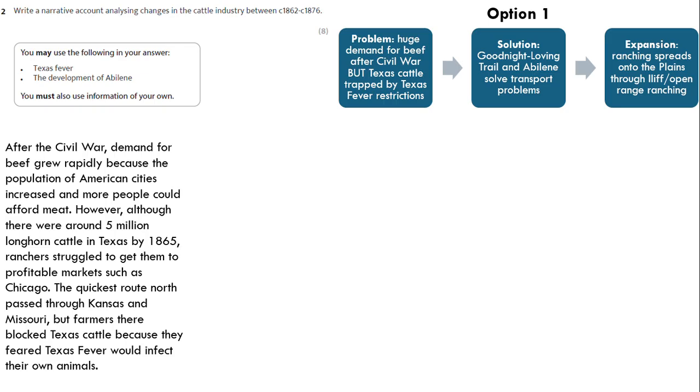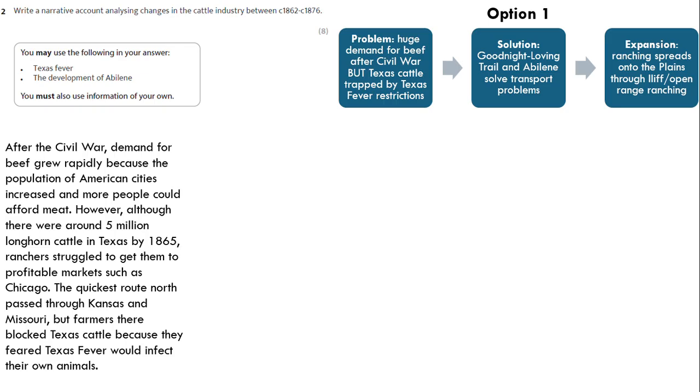So just to remind you, our overarching narrative is on the top right hand corner of your screen. Our first paragraph: after the Civil War, demand for beef grew rapidly because the population of American cities increased and more people could afford meat. However, although there were around 5 million longhorn cattle in Texas by 1865, ranchers struggled to get them to profitable markets such as Chicago. The quickest route north passed through Kansas and Missouri, but farmers there blocked Texas cattle because they feared Texas fever would infect their own animals.